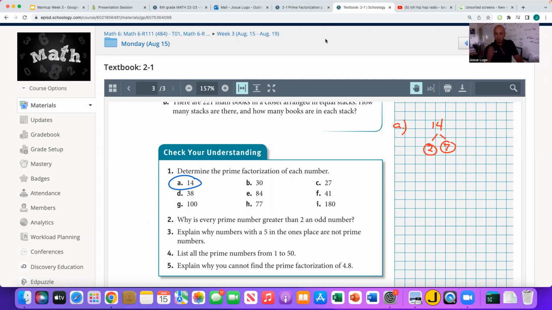But that's pretty much it, ladies and gentlemen. It's pretty simple. Again, we're just breaking down numbers into their prime factors. And that is what prime factorization is.